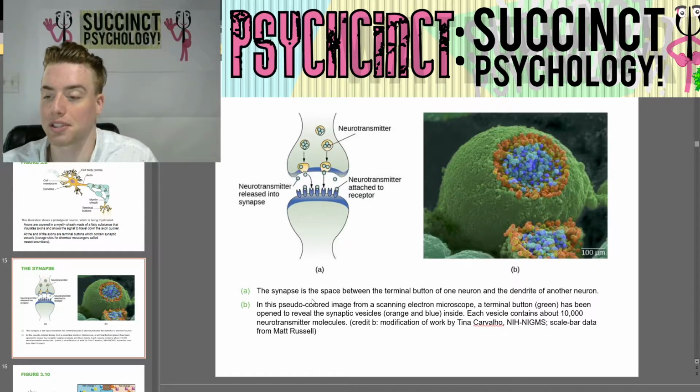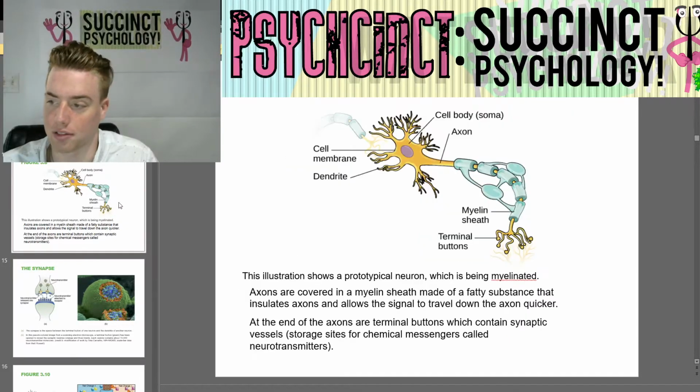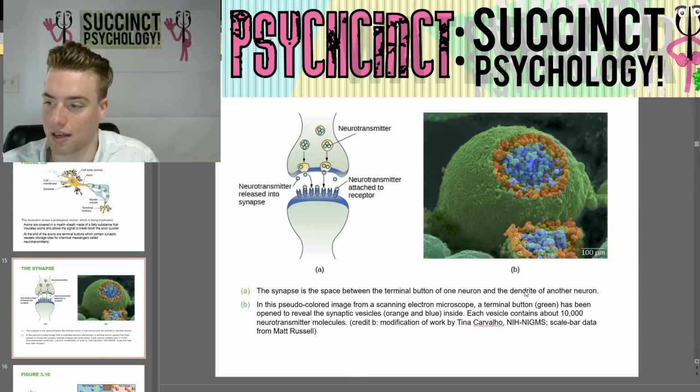The synapse is the space between the terminal button of one neuron and the dendrite of another. And so you can see here the terminal buttons, these are the dendrites of another neuron, so the synapse is that space in between the two. In this pseudo-colored image from a scanning electron microscope, a terminal button, green, has been opened to reveal the synaptic vesicles, orange and blue, right here, inside. Each vesicle contains about 10,000 neurotransmitter molecules.